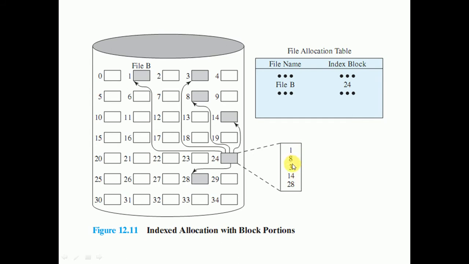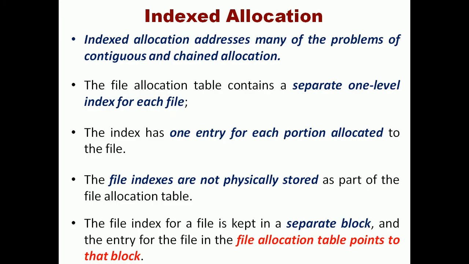1, 8, 3, 14, 28. So the particular file B is stored in block number 1, block number 8, block number 3, block number 14 and block number 28. So this block 24 is acting as the index of the respective blocks. Okay. So the file allocation table consists of a separate one level index for each file. So the file indexes are not physically stored. The file allocation table points to that particular block.